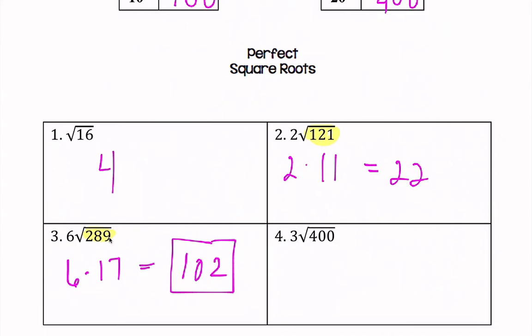All right, last one. 3 times the square root of 400. 400 is a perfect square because 20 times 20 is 400. So the square root of 400 is 20. So 3 times 20 is 60.